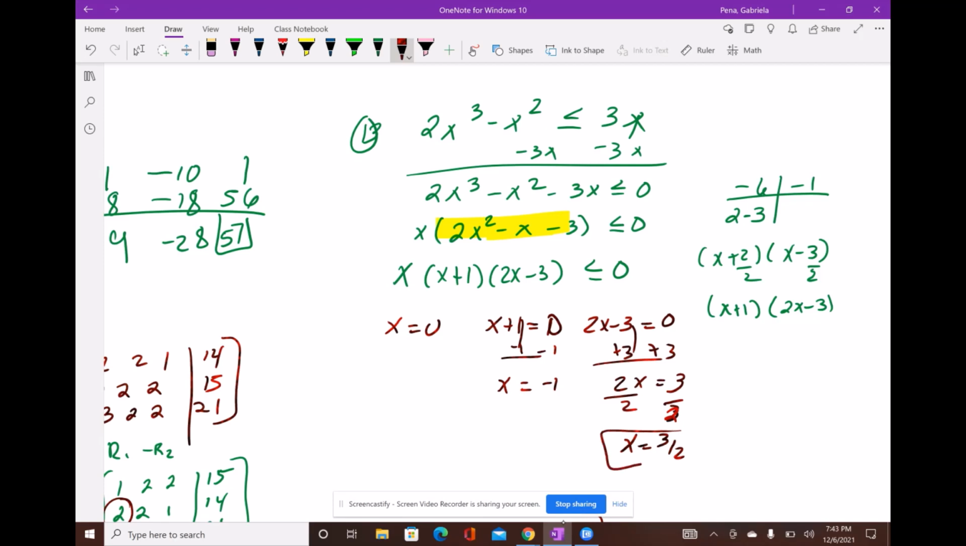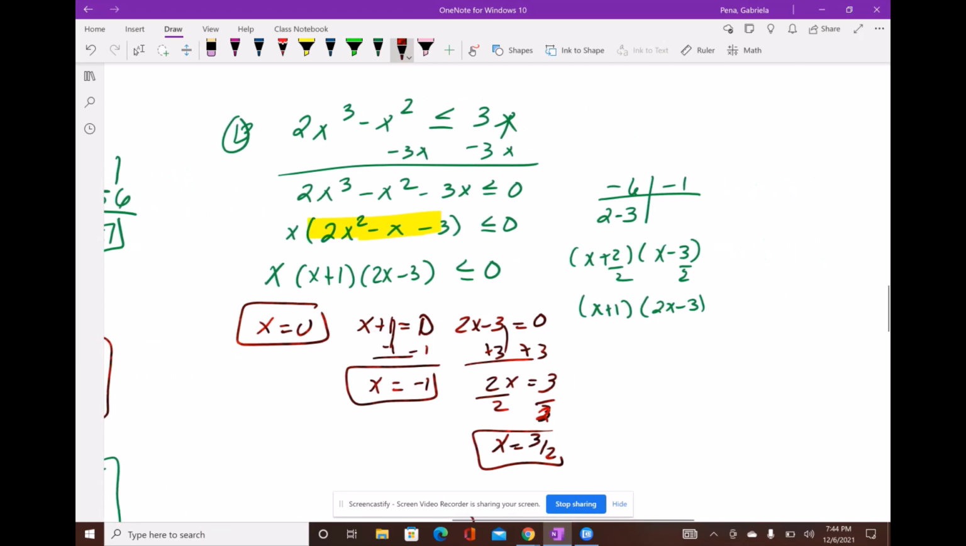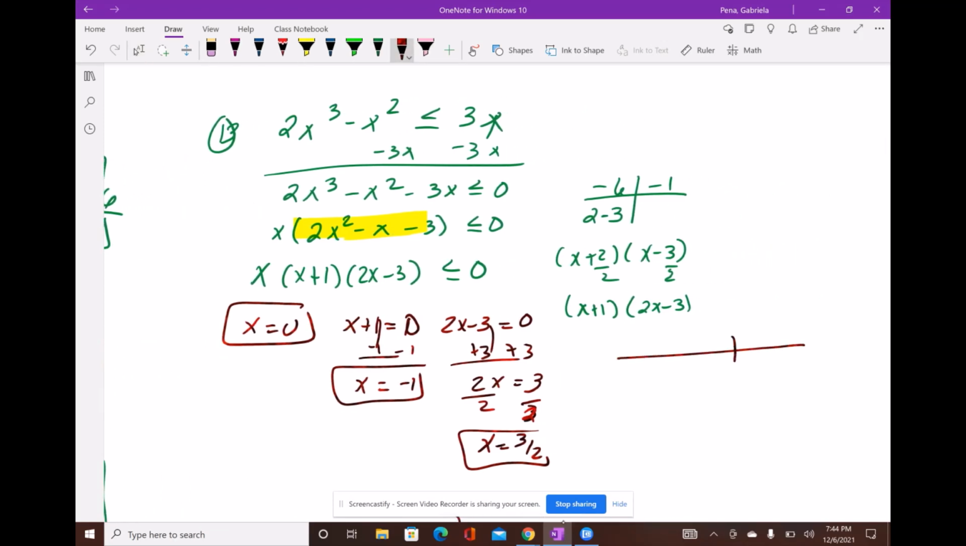Yes. So I have these 3 numbers. On a number line, we have 0, we have 3 over 2, and we have a negative 1 here. Numbers from here to here are negative infinity to negative 1. Numbers from here to here are negative 1 to 0. And numbers from here to here are 0 to 3 over 2.